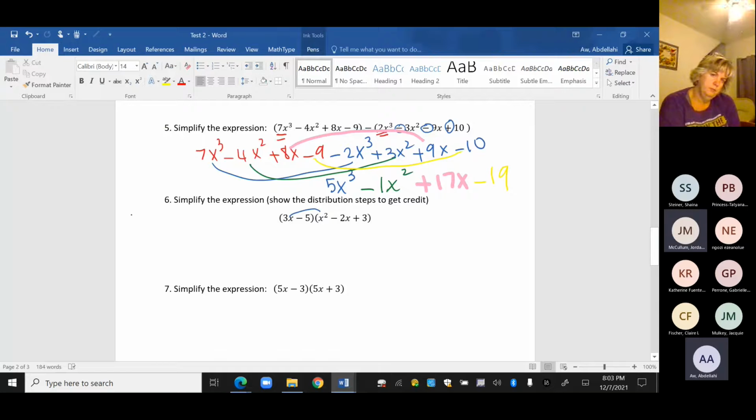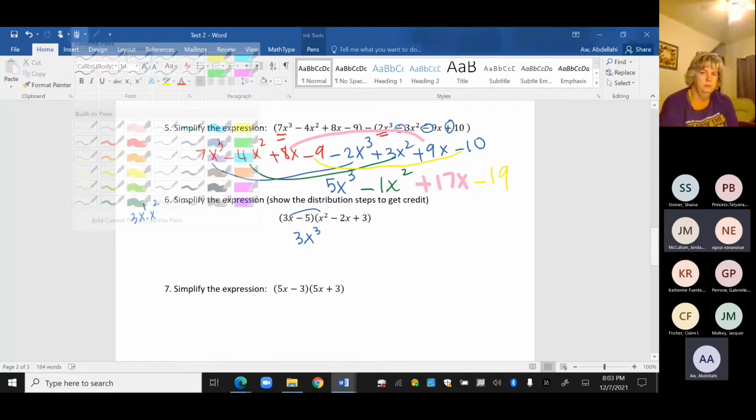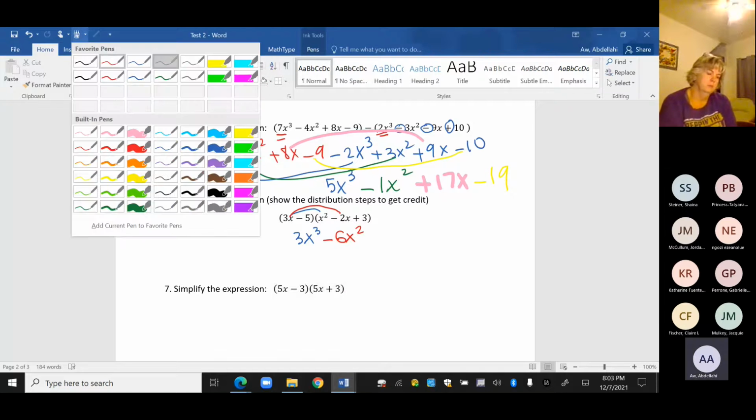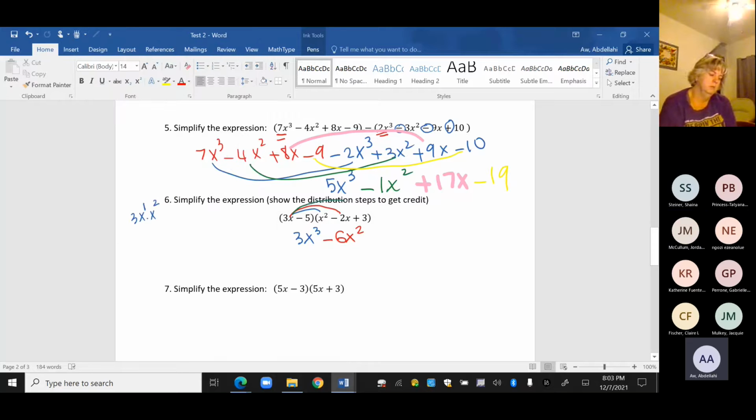3x times x squared. We get 3x to the third. We add the exponents, exponent 1 plus exponent 2. And then we move next. 3x times negative 2x is minus 6x squared. Don't forget the power, please. And finally, for the first one, we get 3x times 3, plus 9x.